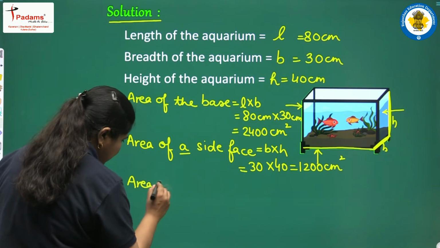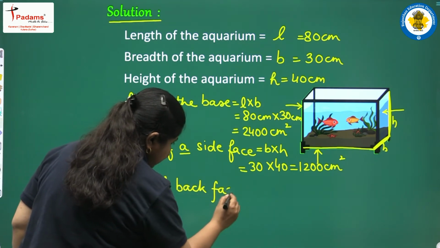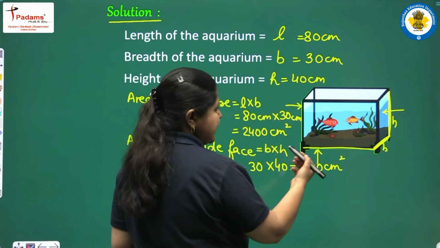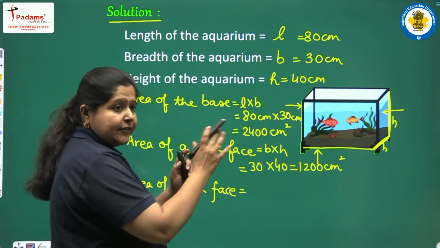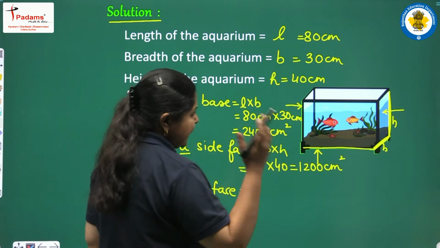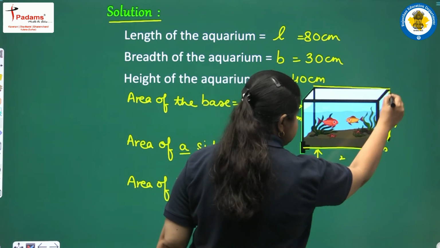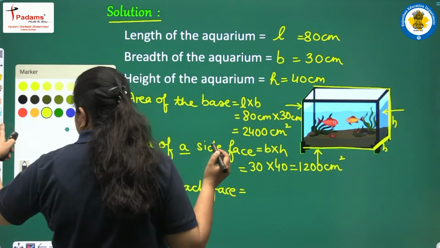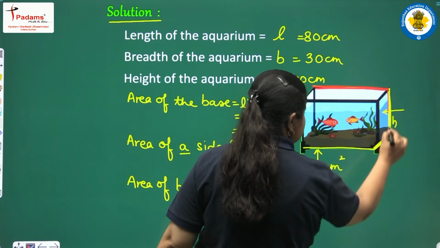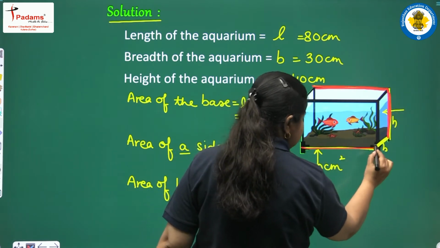Area of back face. Now you can recall that the area of the back face is same as the area of the front face. जो front face का area है वही तो back face का area होगा. और वैसे भी आप देख सकते हैं how to find the area of the back face. It will be length into height. You can see here this will be length, this one length into this height. As you can see from the front also length into height.